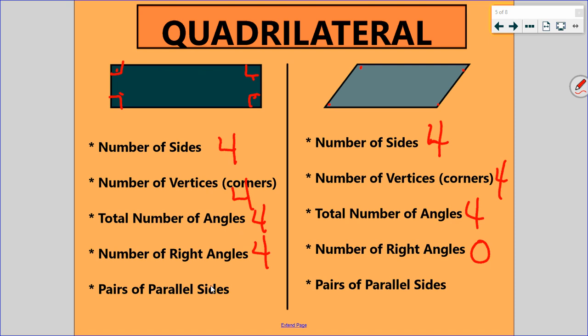How about parallel sides? Let's see if we can mark some parallel sides. Well, that side would be parallel with this side.